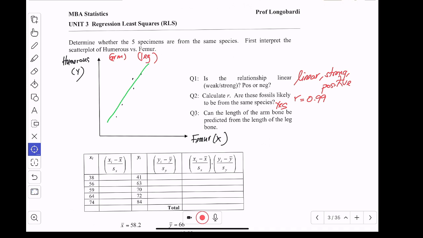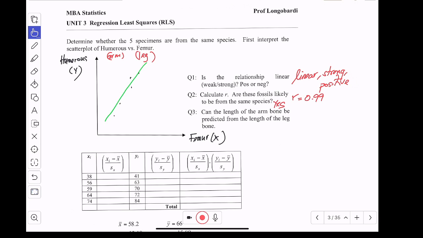So can we now use this relationship to predict what the arm bone's length can be predicted from the leg bone? Okay, so we're using the leg to predict the arm, and it looks like on these insects, their arms are much longer. So we're going to say yes, because the R is strong, the fit is strong, and it makes sense to use this line because we're going to get close.